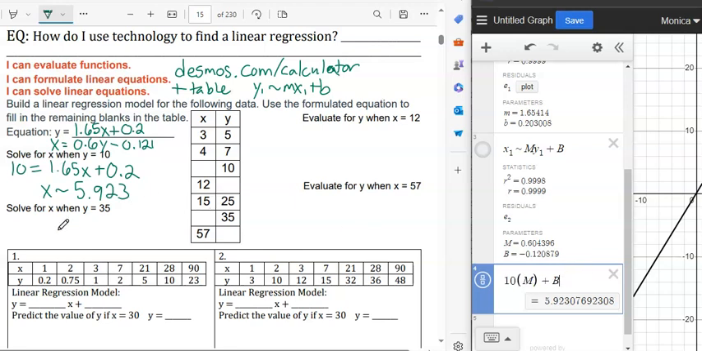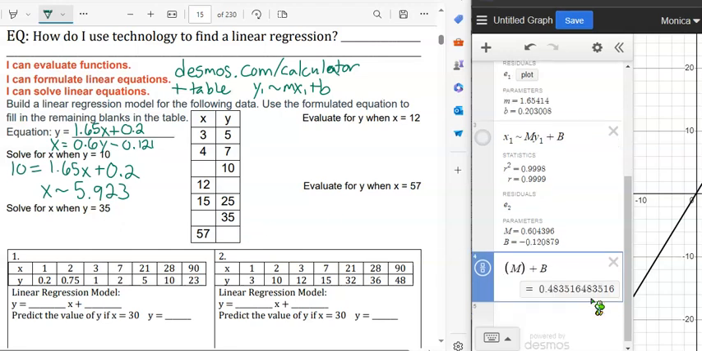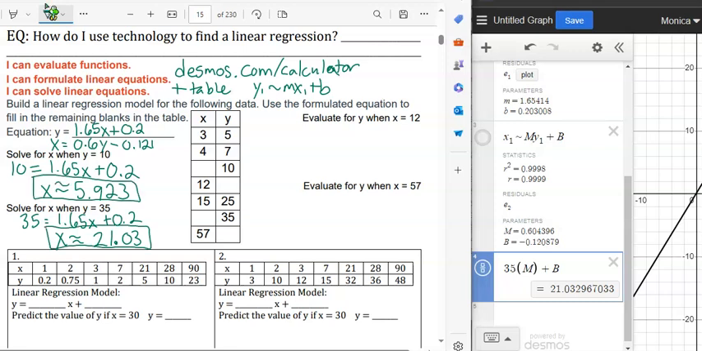Okay, the next one says solve for x when y is 35. Type in 35. Let's write out the formula. 35 equals 1.65x plus 0.2. x is going to be about 21.03. We could fill those in here as well.